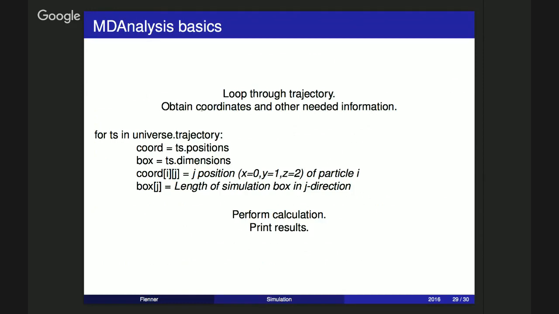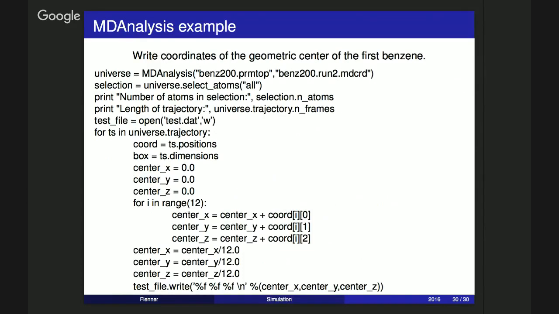For this class, this is the first time I've ever used this, so I had to learn it myself. To learn it, what I did was I took the first benzene molecule and printed out its center as it moved through my simulation, just so I could learn what was going on. So once again, I took the universe and selected all the atoms, pretty easy. I printed out the number of atoms in the selection, just to make sure it was what I thought it was, and the length of the trajectory, to see how many frames were in it. Then I opened the test file.